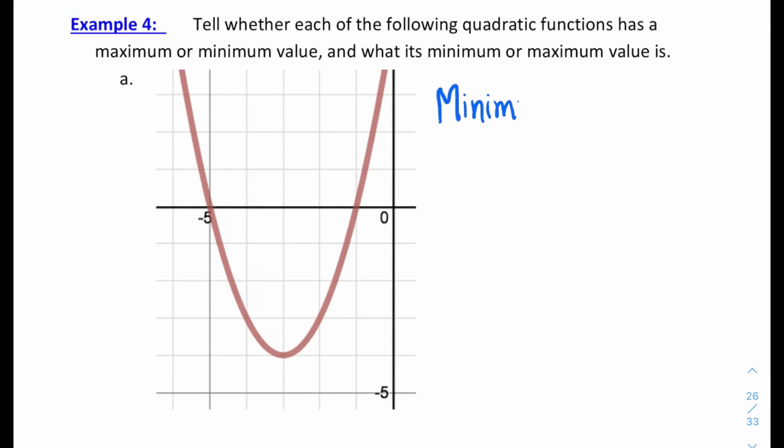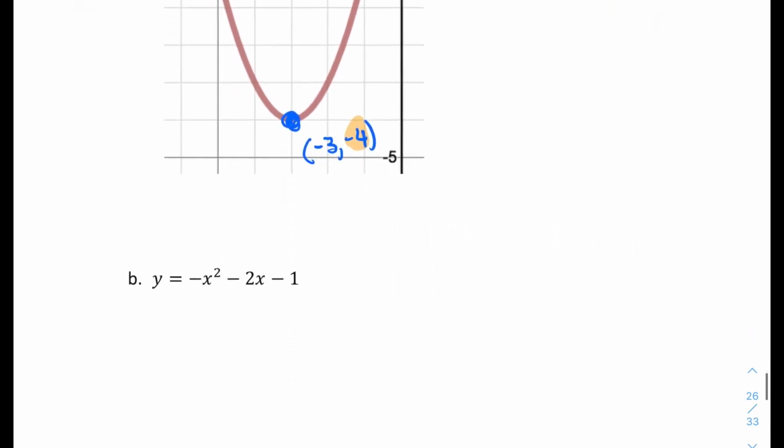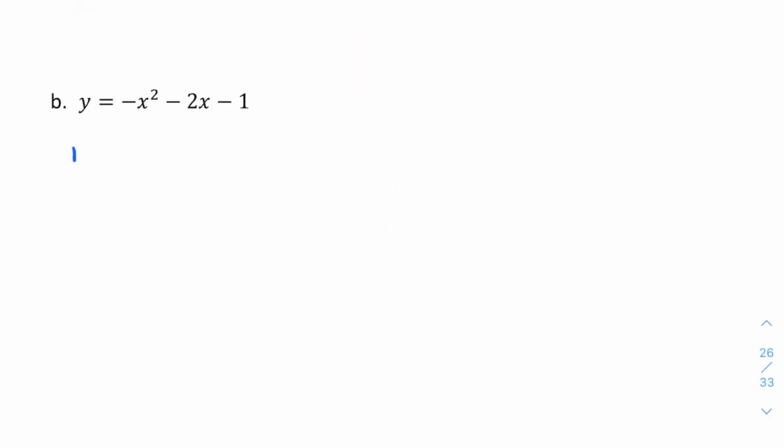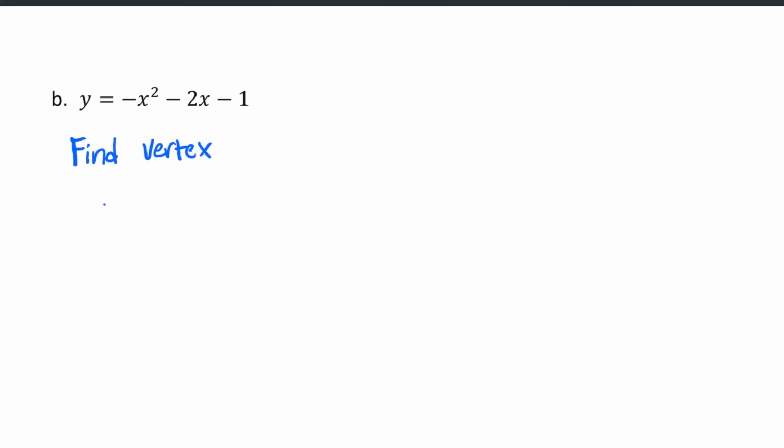Okay, so I can see right away this one has a minimum value, and its minimum value is the lowest y value it reaches. So it has a minimum value of -4. And we like to specify where that happens too, so I'm going to say when x equals -3. This one I don't have a graph, but if I find my vertex, I know that my minimum or maximum value is going to happen there.